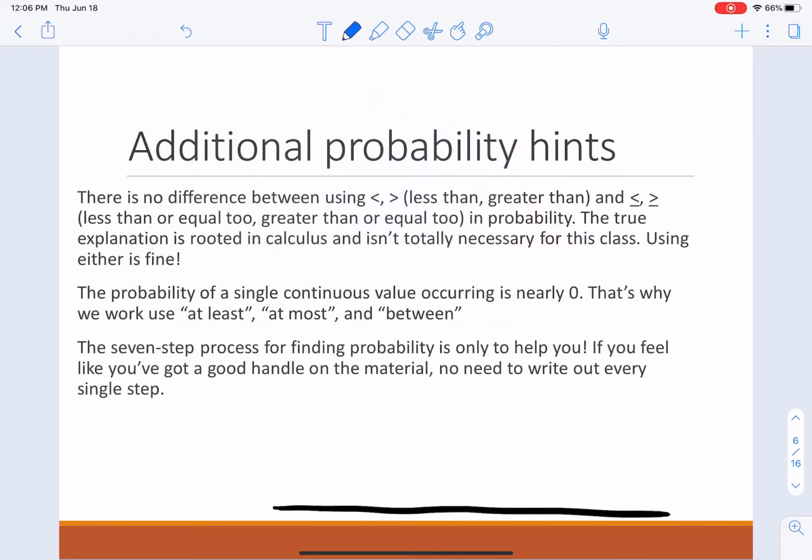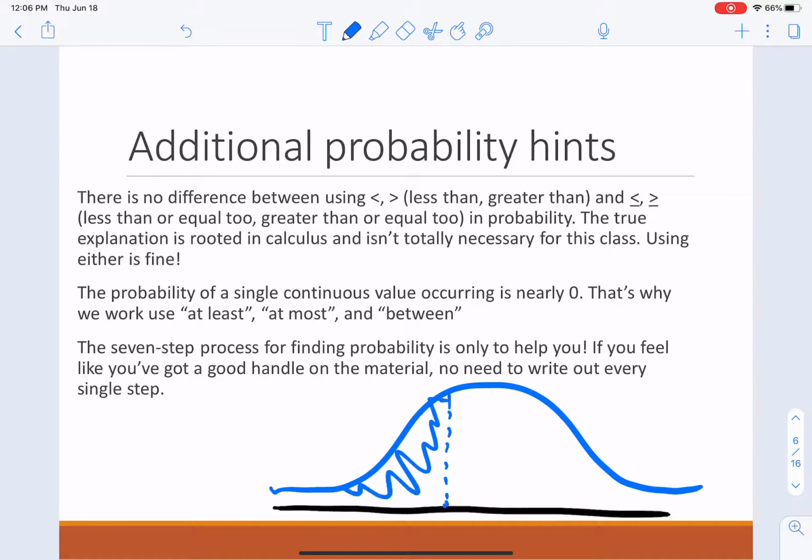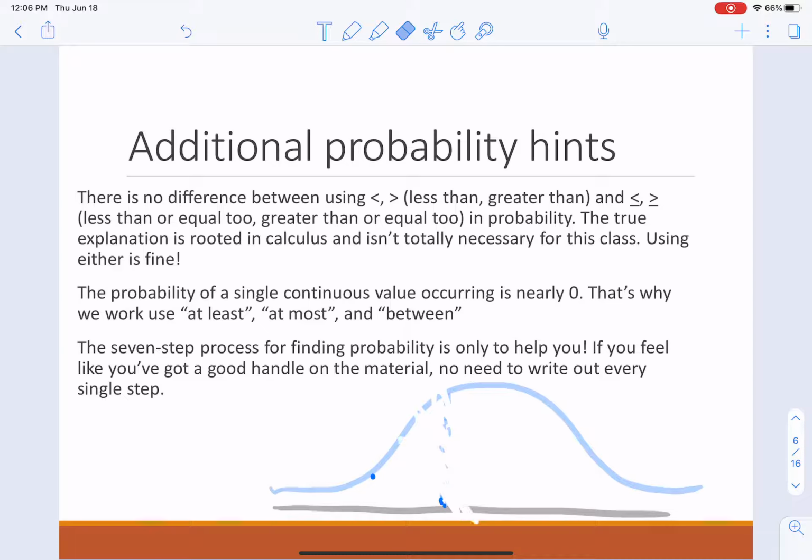Oops, come on. That's why we work in this kind of situation where it asks, what's the probability of this value and all the values below it, right? Because you can imagine that if we wanted to get even closer, this is going to be a smaller area, get even closer, so that's going to be an even smaller area, and then we can get infinitely close to this value here, but that area is going to be so tiny that it's inconsequential. It's pretty much 0, right? So that's why we work in the at least, at most, and between kind of scenarios.